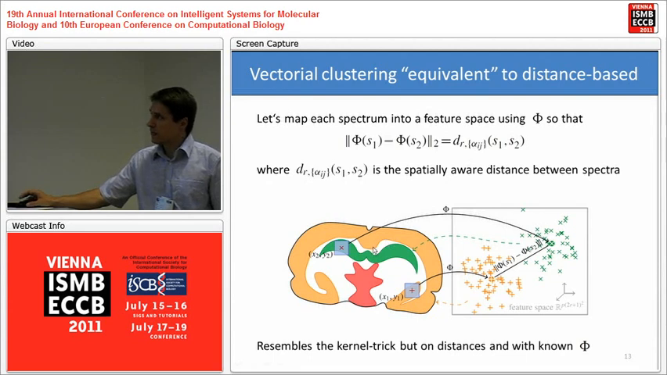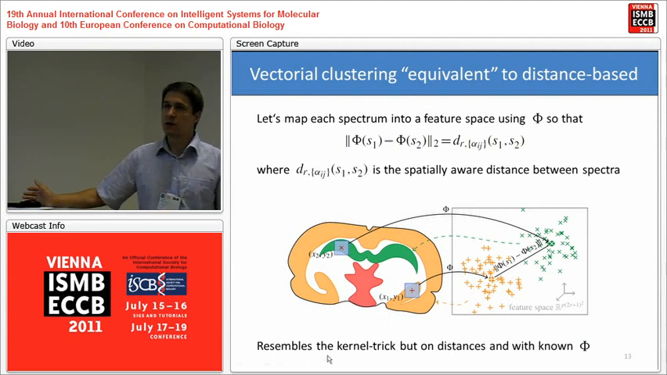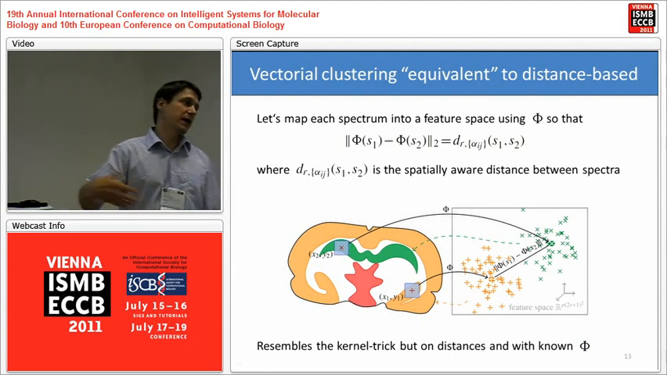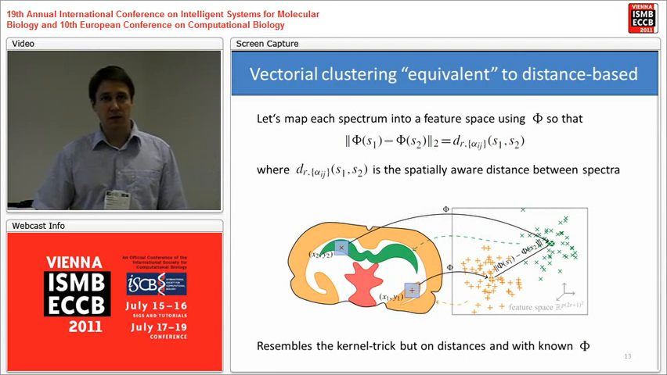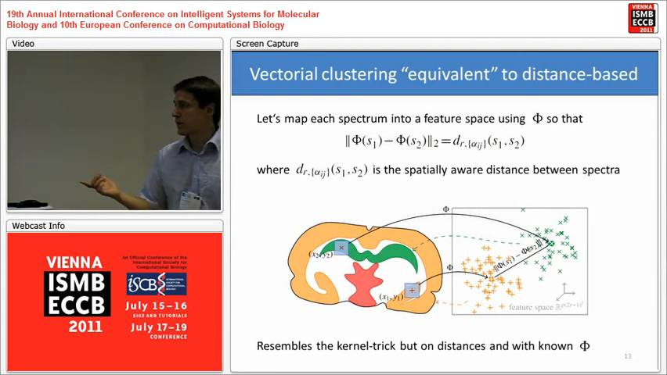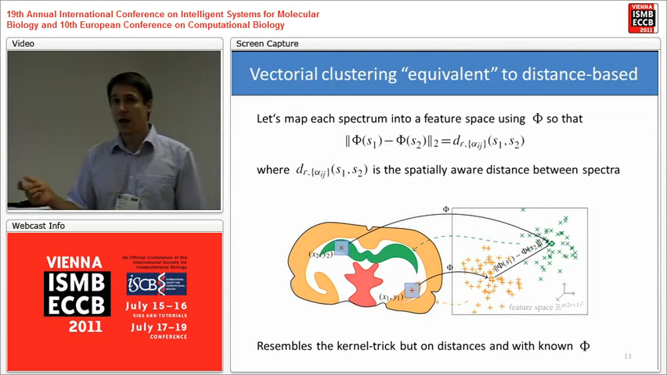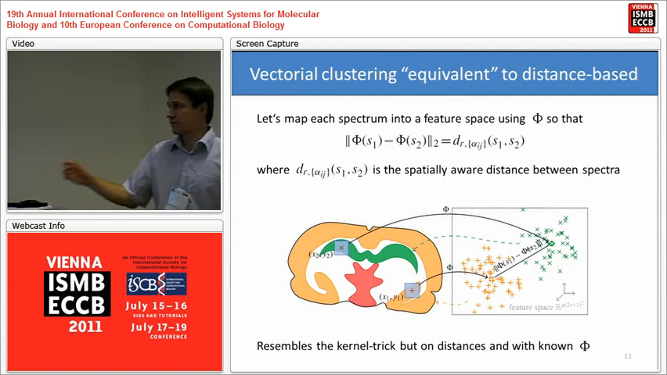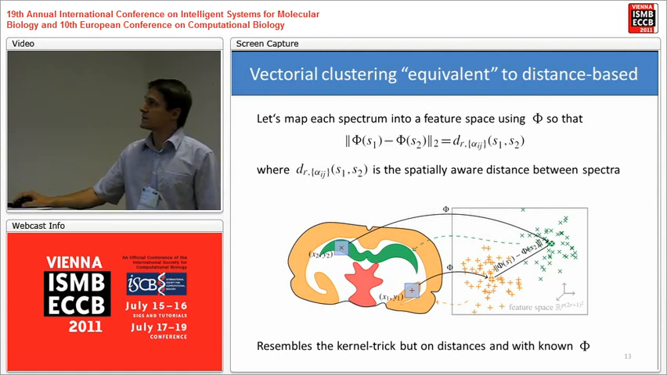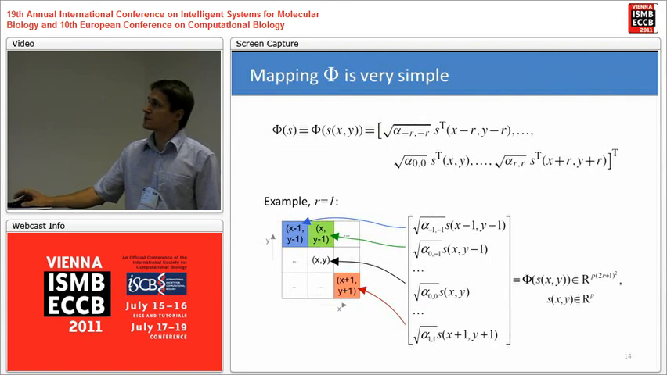So in principle, you see that when we map it, we consider the full neighborhood around the spectrum. For those of you who know kernel-based methods or SVM, it resembles the kernel trick, with the difference that here we deal with distances. And I can show you the phi. And the phi is very simple. So this is the phi.